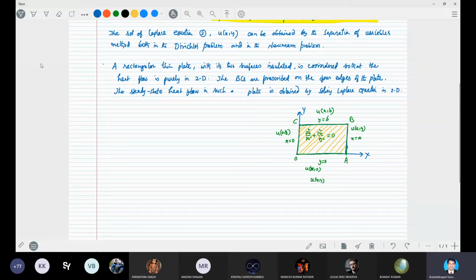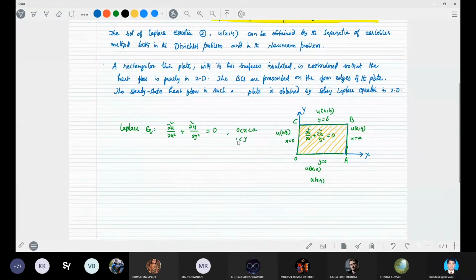So that we can describe mathematically, the equations which govern. What is the Laplace equation? ∂²u/∂x² plus ∂²u/∂y² is equal to 0, in the rectangular xy plane, satisfying the boundary conditions.